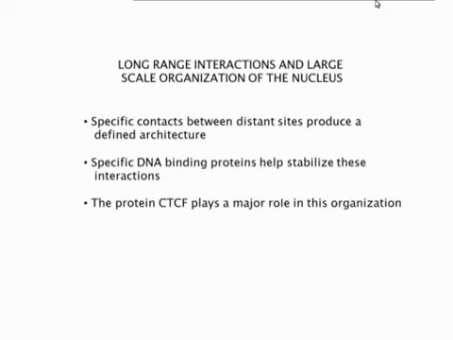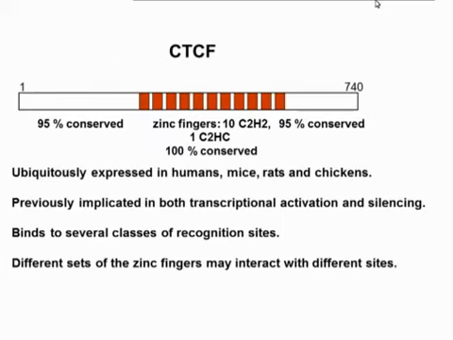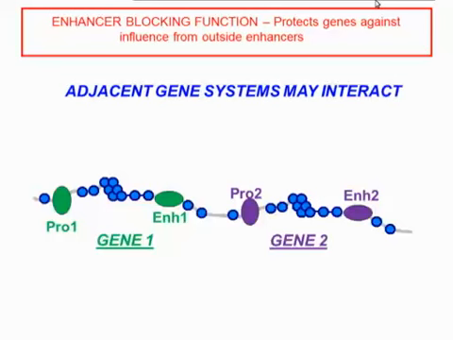So specific contacts between distant sites produce a defined architecture, and specific DNA binding proteins help stabilize such interactions, and in particular, the protein CTCF plays a major role in this organization. Dr. Ota mentioned CTCF on the first day of the meeting. This is an 11 zinc finger protein, and it's ubiquitously expressed and had been thought to be somehow involved both in activation and silencing of gene expression, but it's not a transcription factor really. It has a different function.